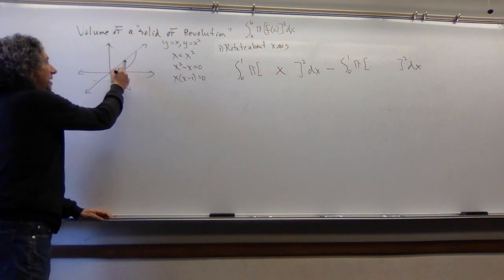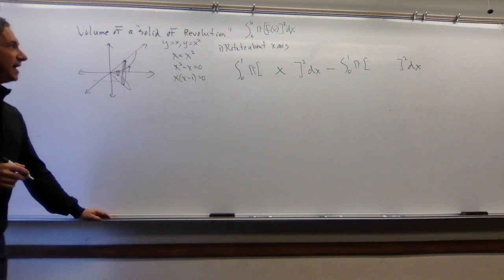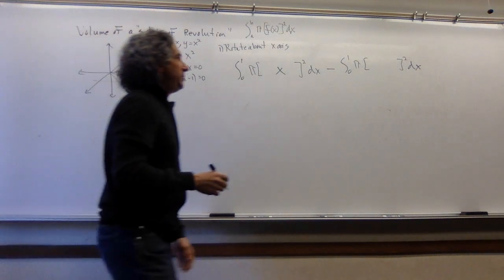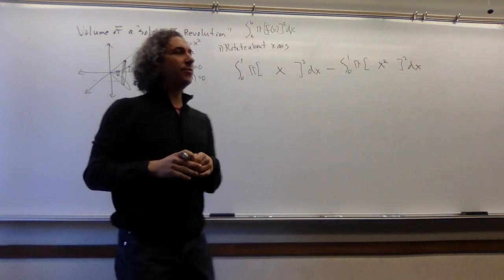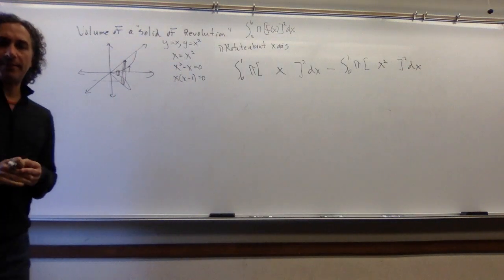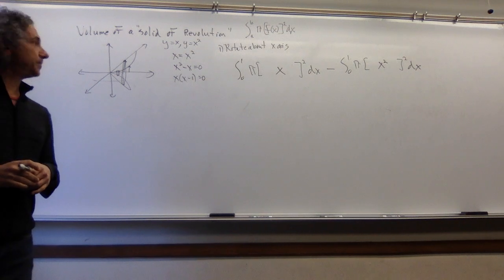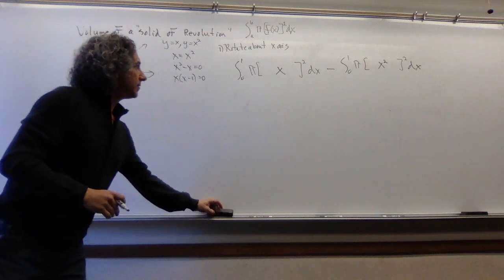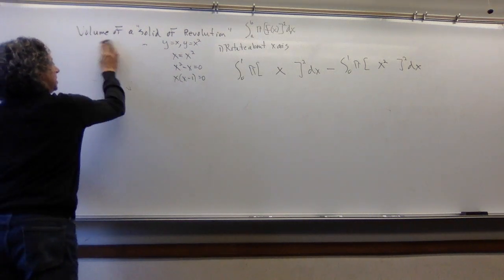For the second one, I need this distance. For a given x, I need that distance. Well, that's just going to be x squared, because for a given x, y is equal to x squared. So that would be that integral. Okay, so I'm going to take the same region and do another type of rotation.